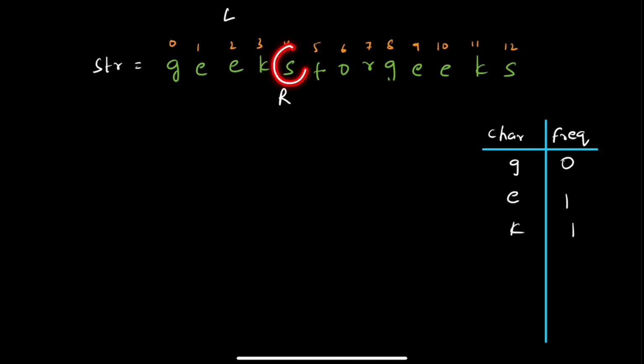Now again, we'll check whether we have S in the map. No, right? So we create an entry of S with frequency 1 and again expand our window. Now we'll check whether we have F in the map. No, right? So create the entry with frequency 1 and expand the window, right? So our pointer will be one step ahead. Now we'll check whether we have O in the map. No, right? So create the entry O with frequency 1 and again expand the window by shifting R one step ahead.